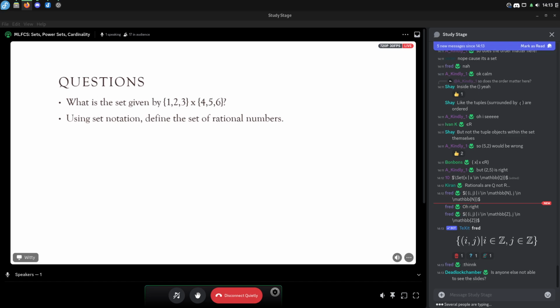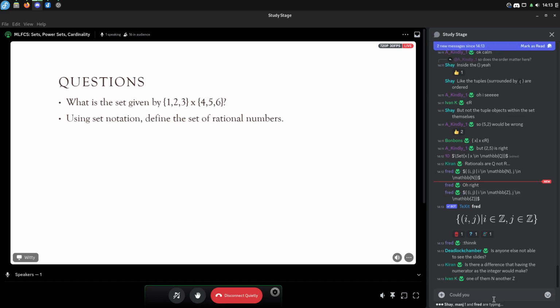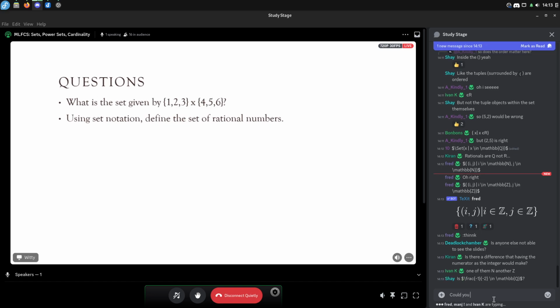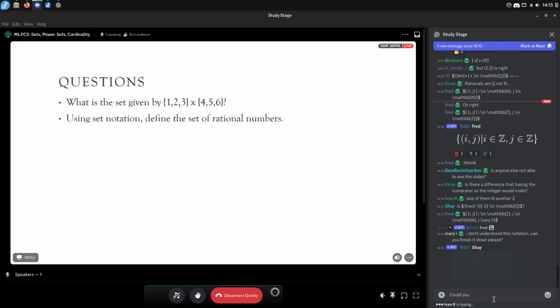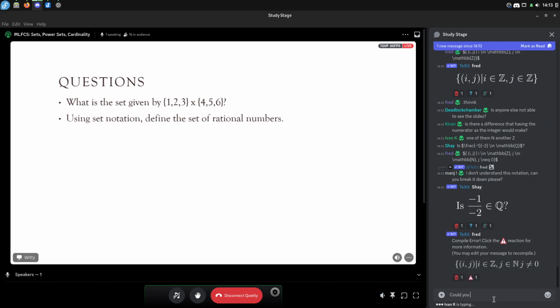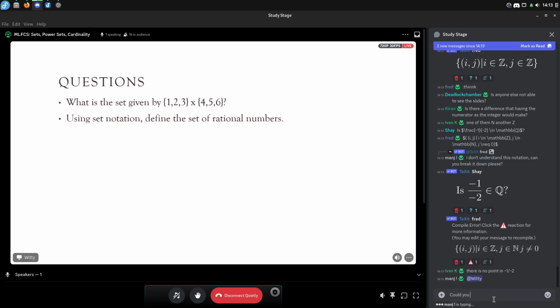Right. So integers and natural numbers: basically, integers would allow negative numbers and natural numbers would not. And natural numbers allow 0, which is why you need to specify that j is in the natural numbers, but also subtract 0, basically.